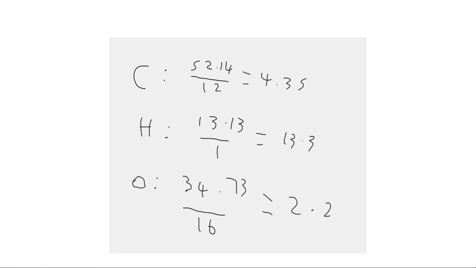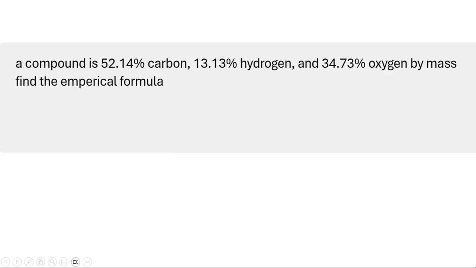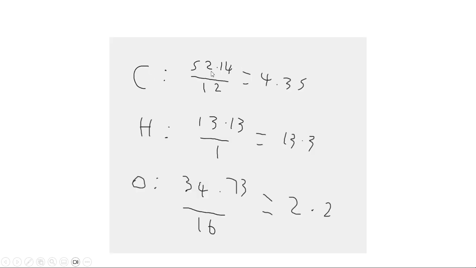Alright, cool. So what you need to do, yeah, is you need to find the moles of each one. So carbon, yeah, is 52.14 grams, yeah? You just convert percentage directly into grams, yeah? So 52.14 divided by the Mr of carbon, or Ar of carbon, yeah, which is 12. So 52.14 over 12 is 4.35, yeah? 13.13, the percentage of hydrogen, yeah, divided by the Ar for hydrogen, which is 1, gives me 13.13, yeah?